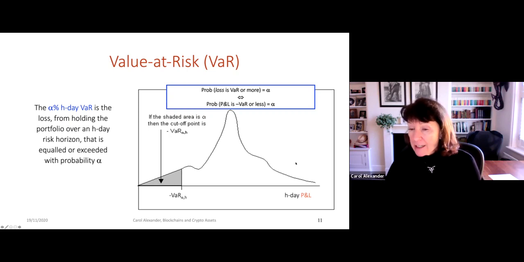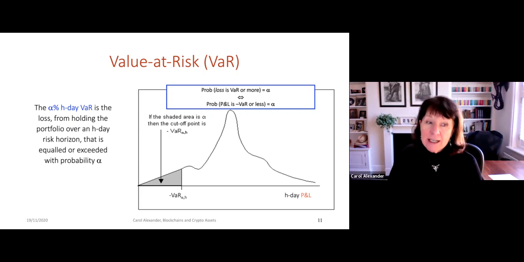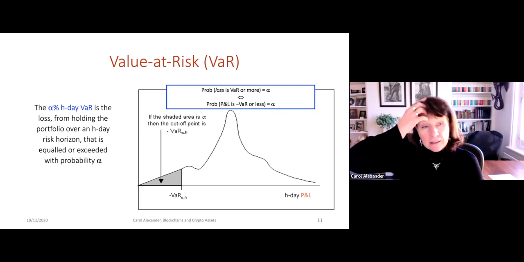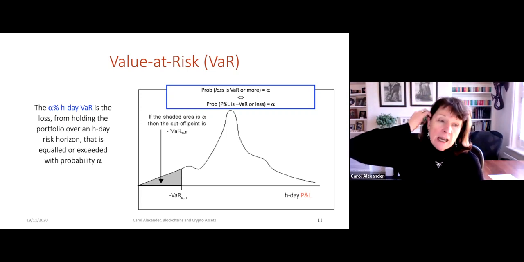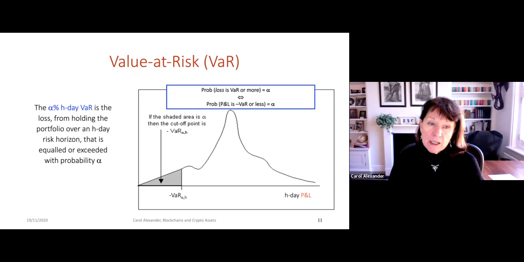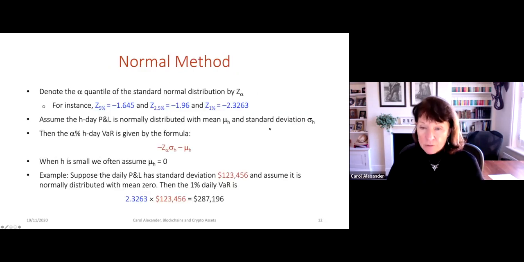over the next, well, it can be an H-day P&L, in which case it's over the next H days, and that H is called the risk horizon. So formally, the alpha percent H-day VAR is the loss from holding the portfolio over an H-day risk horizon that is equaled or exceeded with some probability alpha. Okay, so that's the definition of value at risk. And why did I do it? It's because everybody measures risk in terms of value at risk and volatility. Those are the two things that you need to know, volatility and VAR.